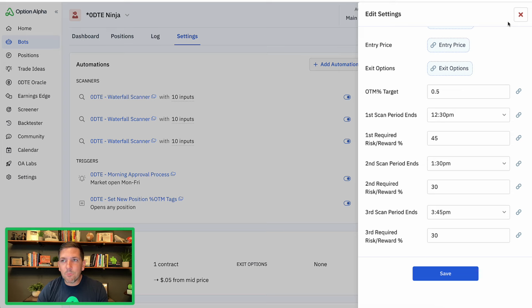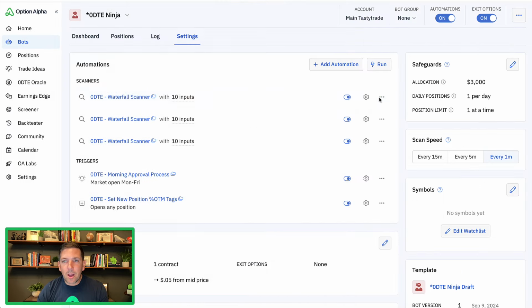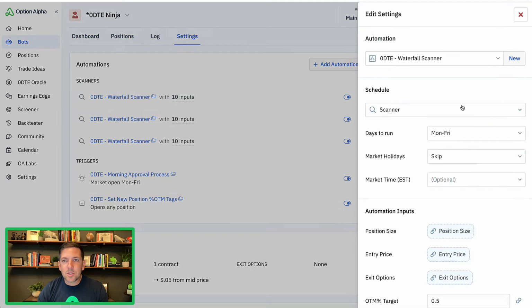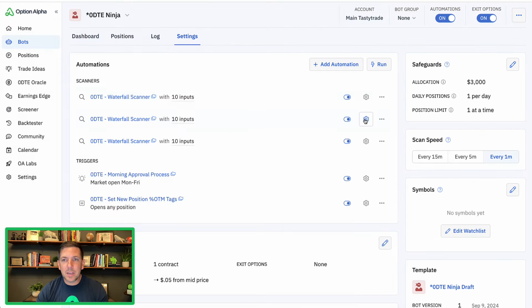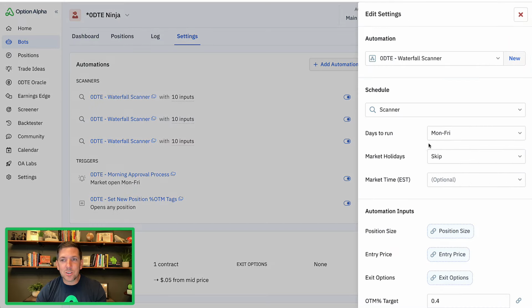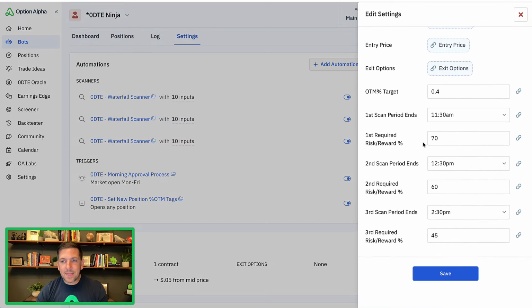Now again, I ordered my automations because you can move these automations up and down. I ordered them so that the first one that runs is looking for the widest possible iron condor first. So it's always looking for, can I get 0.5% out of the money? And if I can't, then the next automation runs, which is the exact same automation just with different inputs. And this time it's looking for 0.4% out of the money.